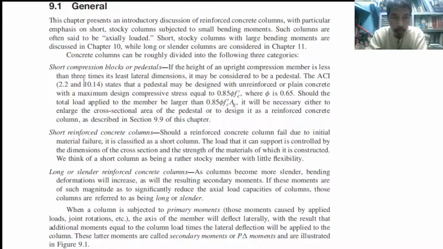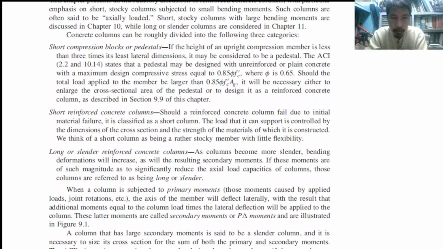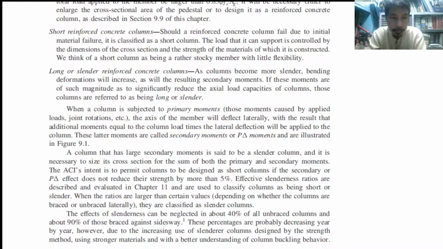So we have what? Short compression blocks or pedestal. So that is the number one. Number two is short reinforced concrete columns. And number three is long or slender reinforced concrete column. So there are three. So pedestal, short column, and long column. So those are the three types.